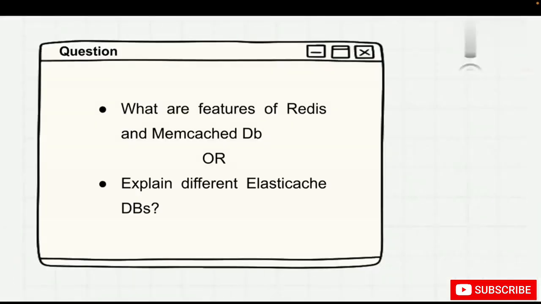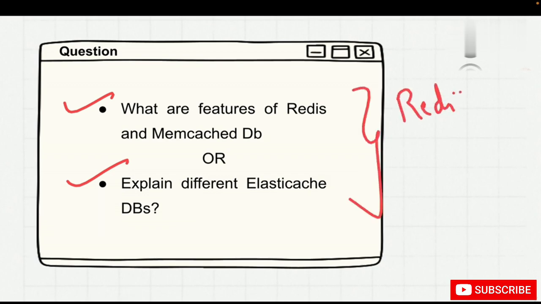Let's see a few more questions. What are the features of Redis and Memcached, and explain the difference between them. This question can easily be asked because there are two kinds of services provided, Redis versus Memcached. This can generally be asked in an interview to understand the difference between them.